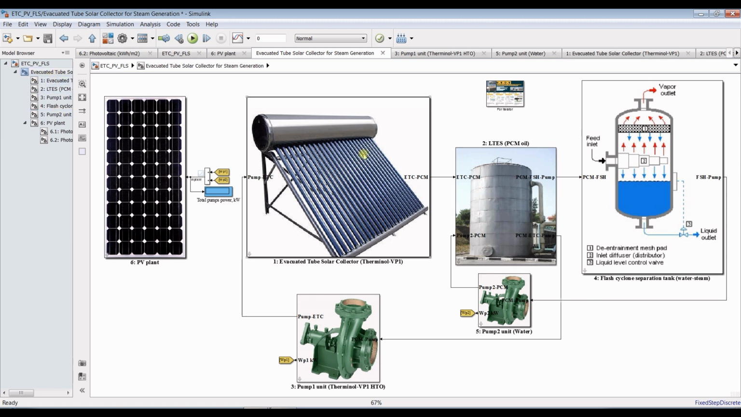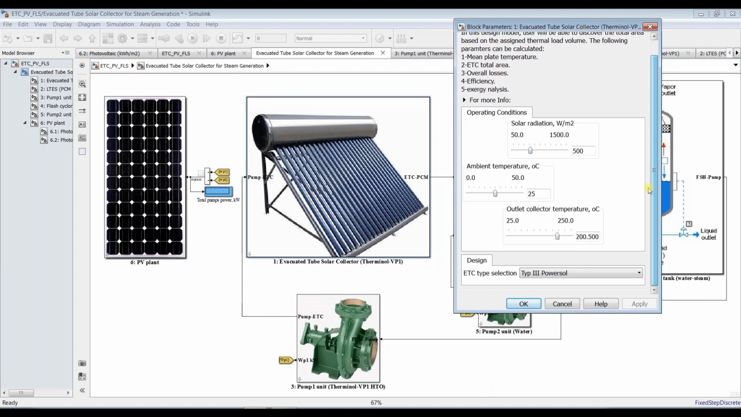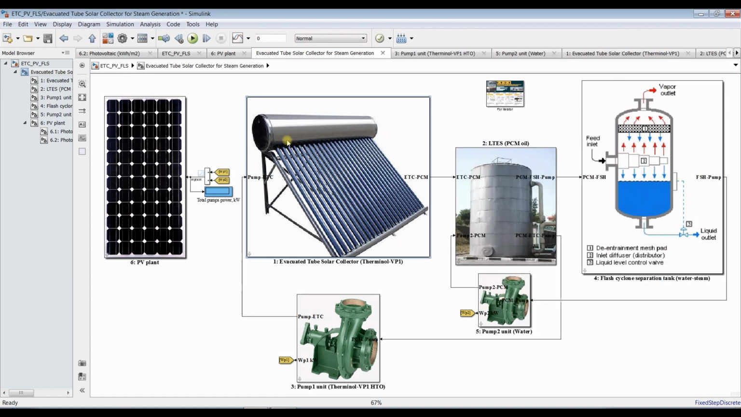the evacuated tube collector. We can assign and control our solar radiation, ambient temperature, and desired outlet temperature. We have three main types of evacuated tube collectors: one up to 165 degrees Celsius, a second that is no more than 200, and a third at almost 250. Let's go for the third one, and I hit apply. I specified my inputs for the evacuated tube collector.